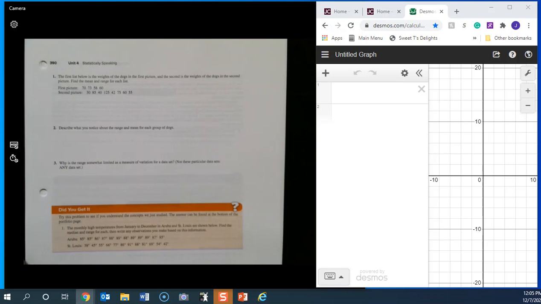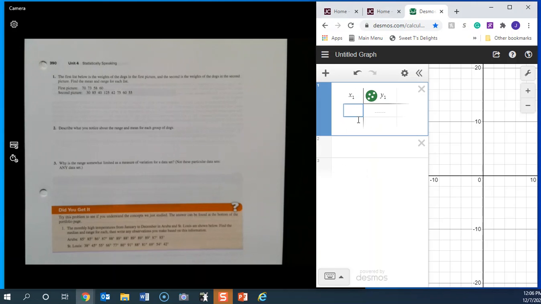So we go over here to page 390. It says the first list below is the weights of the dogs in the first picture, and the second is the weights of the dog in the second picture. Find the mean and range for each list. Now remember, the last time we did the mean, we actually used a table, and I want to incorporate that table now as well. So we'll hit this plus sign, hit a table.